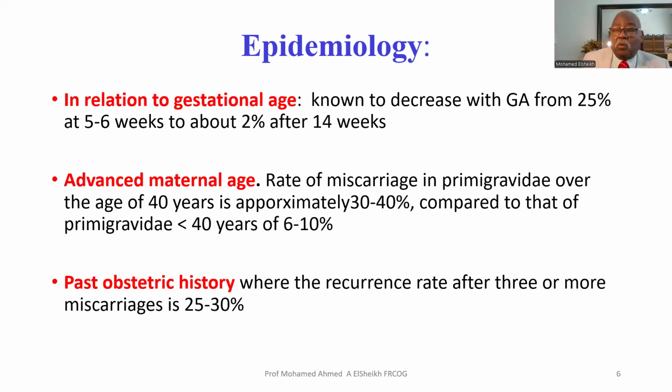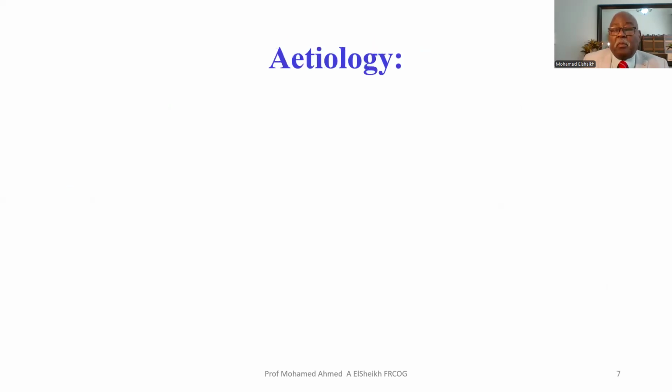The maternal age also matters. The rate of miscarriage in primigravidae over the age of 40 is higher, approximately 30 to 40%, compared to that of primigravidae who are less than 40 years of age, coming to about 6 to 10%. In other words, the older the lady, the more likely the pregnancy may end in a miscarriage. The third factor is the past obstetric history, and that's shown by recurrent miscarriages. If she had recurrent miscarriages of 3 or more, then she is more likely to have a miscarriage in the next 25 to 30% of pregnancies. So the epidemiology was related to the gestational age, maternal age, and the past obstetric history.